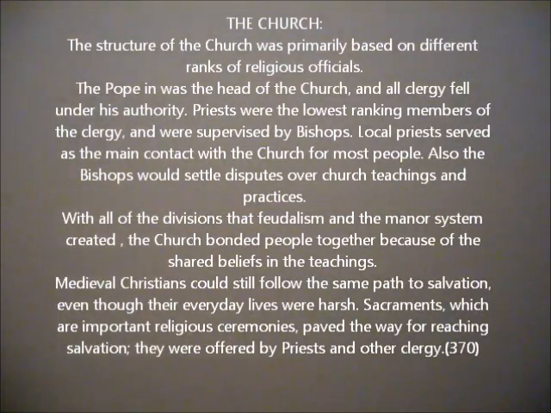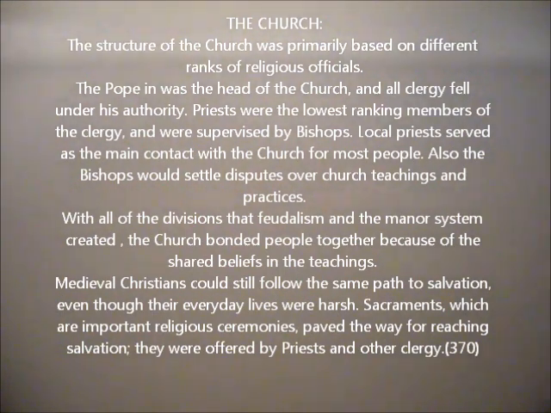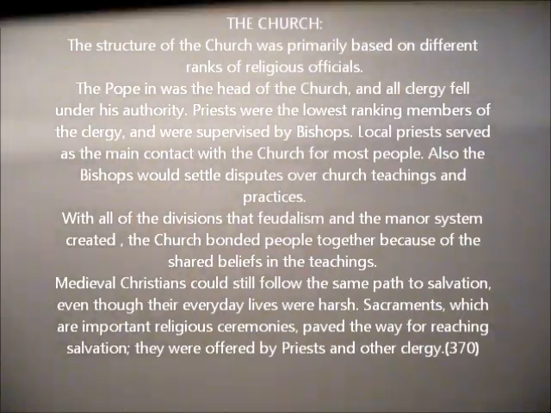The church. The structure of the church was primarily based on different ranks of religious officials. The pope was the head of the church, and all clergy fell under his authority. Priests were the lowest ranking members of the clergy, and were supervised by bishops. Local priests served as the main contact with the church for most people. Also, the bishops would settle disputes over church teachings and practices.